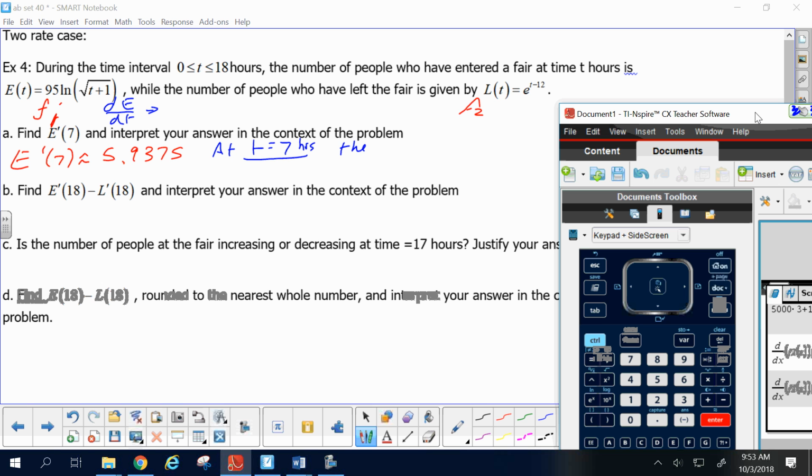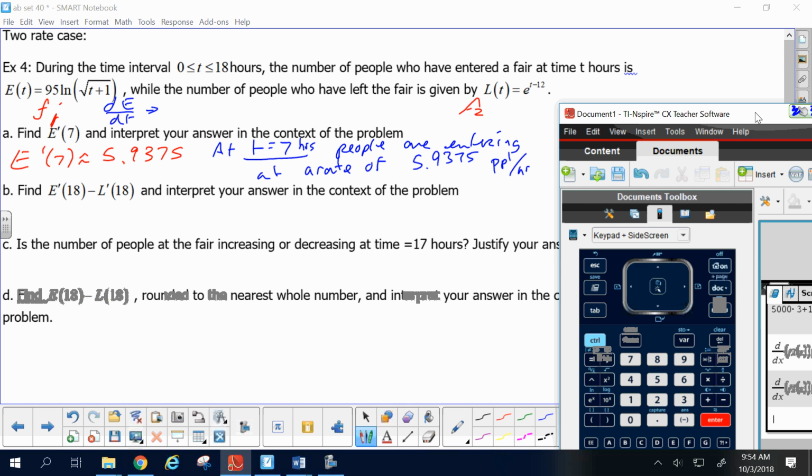The rate at which people are entering, excuse me, not leaving, entering, at a rate of 5.9375 what units? People per hour. Roughly 6 people are coming per hour. 6 people are entering per hour at 7 hours. You with me? All right?